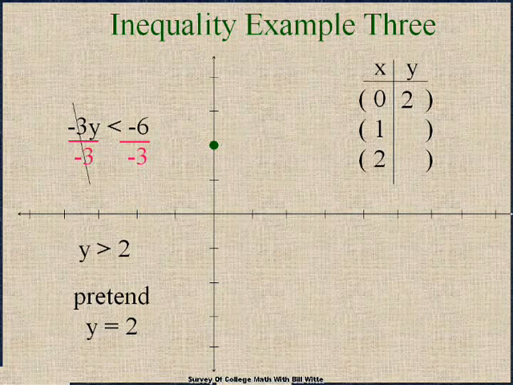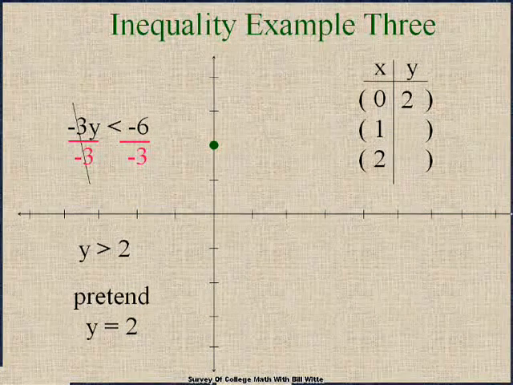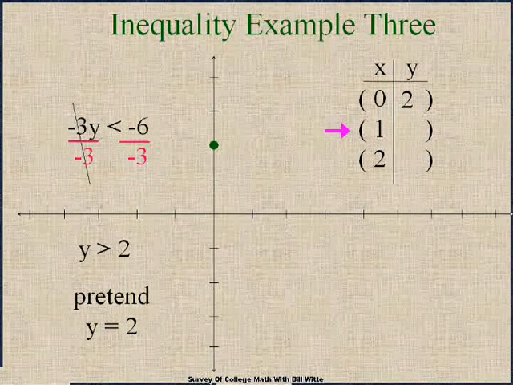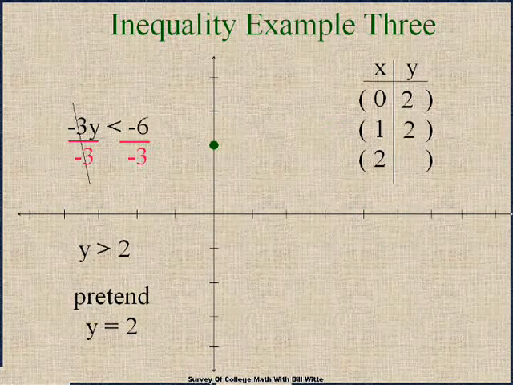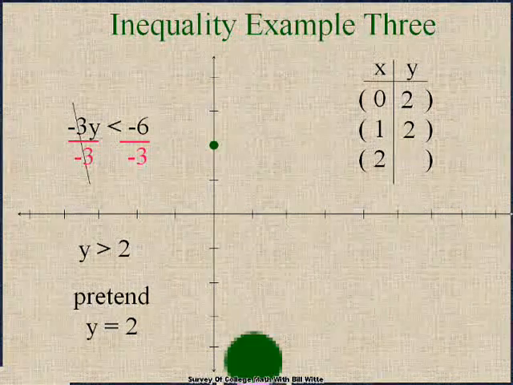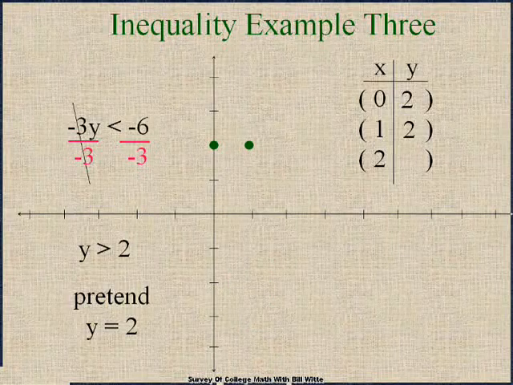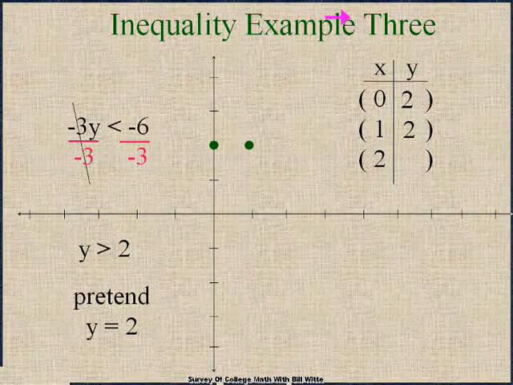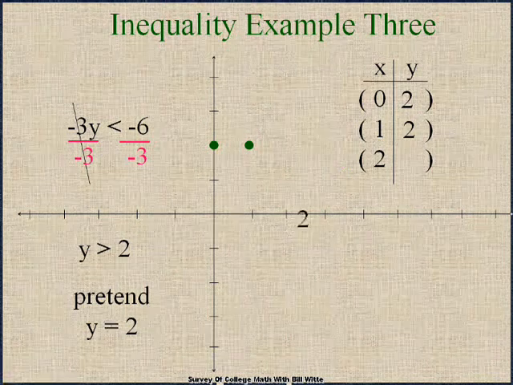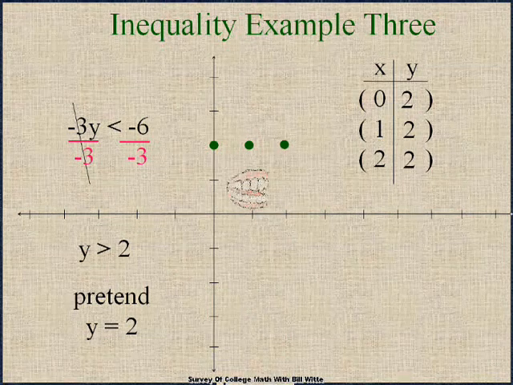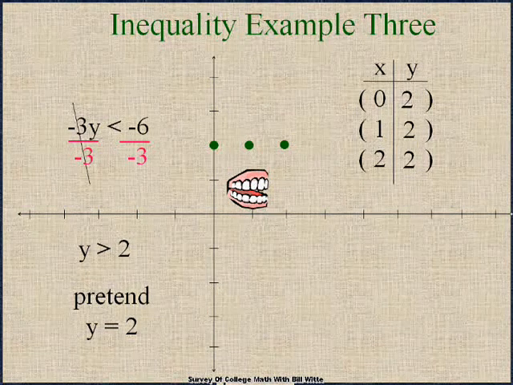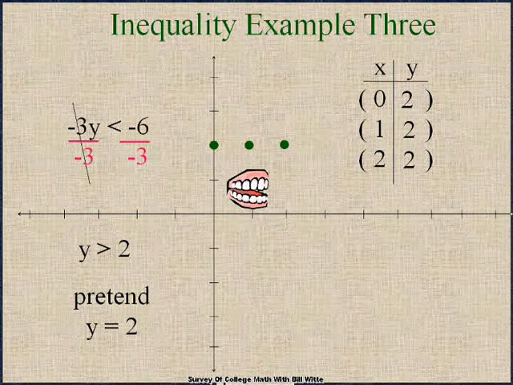Over 0 and up 2. This one's, like I said, so easy it's hard. If I use 1 and I don't have any work to do, it says y is 2. Y is always 2 is the deal. Over 1 and up 2. And here's where you're glad you did 3 points. Because here again, y is going to be 2. And if I go over 2 and up 2, you feel a lot better about that because you can see they line up.